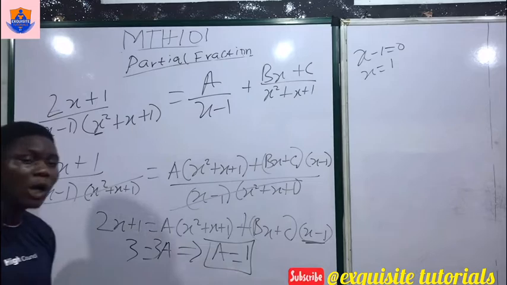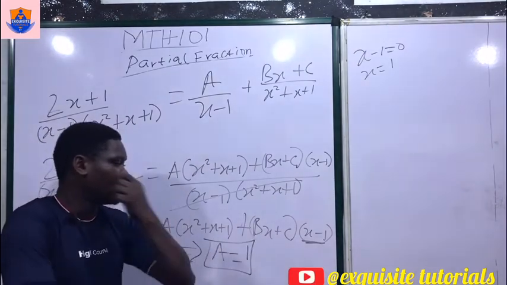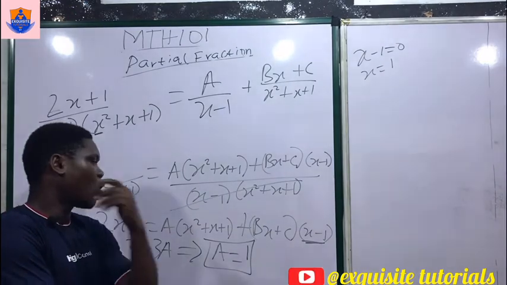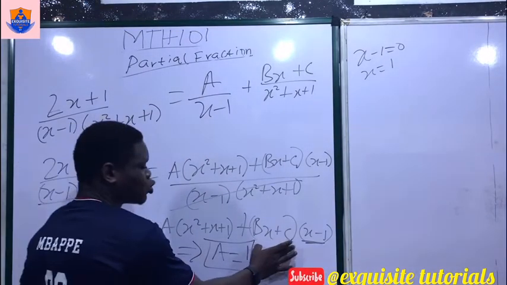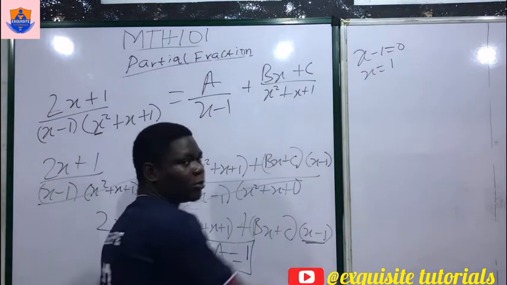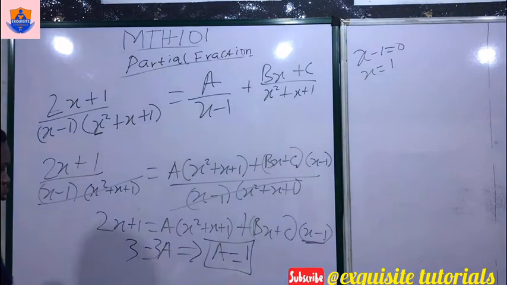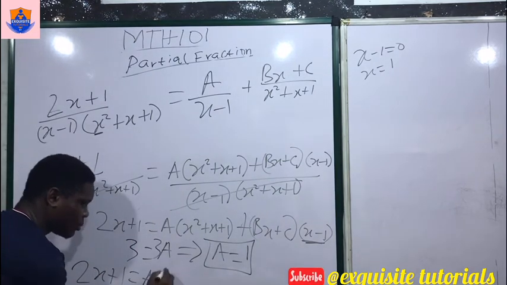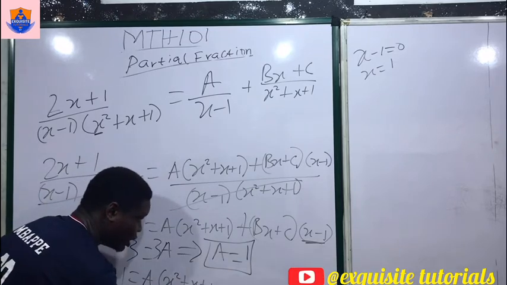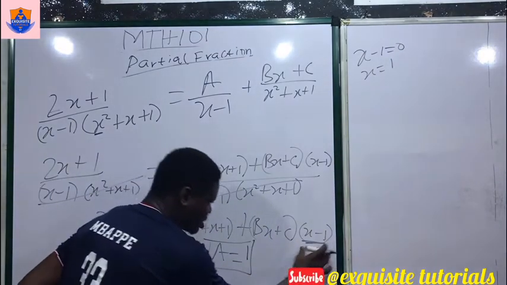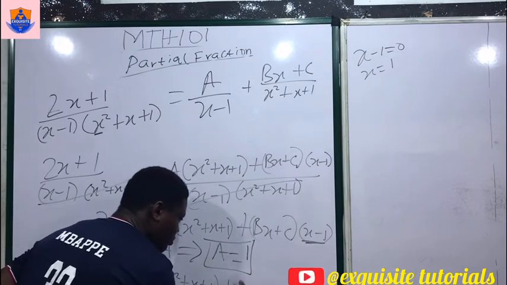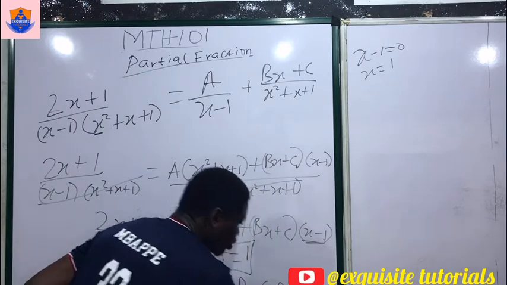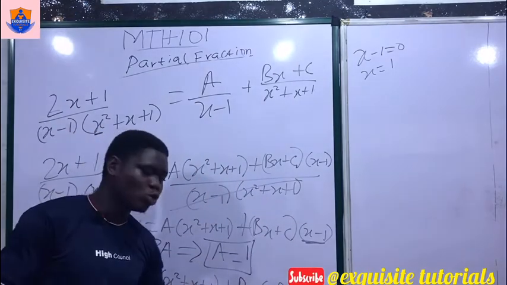Now the problem is, how do we get our b and our c? That is where the problem is now. Alright, what I'll do, I can see that there are two brackets here. Let me first of all open the bracket to see if something meaningful can come to my head. So let's do that. 2x plus 1 equals a bracket x squared plus x plus 1. Now bx we times this, c we times this. So plus bx times x minus 1 plus c bracket x minus 1. We have made x to be 1, so there's no use doing it again.